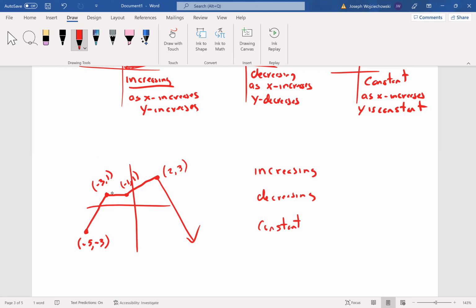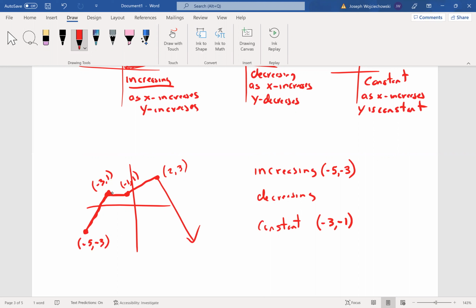So I start here at -5. My X is increasing. What's my Y doing? It's increasing as well. So from -5 to -3, I am increasing. When we do these intervals, we use the X values. Now here I am at X equals -3. I'm increasing my X to -1. And what's happening there? It's staying constant. So from -3 to -1, it's constant.